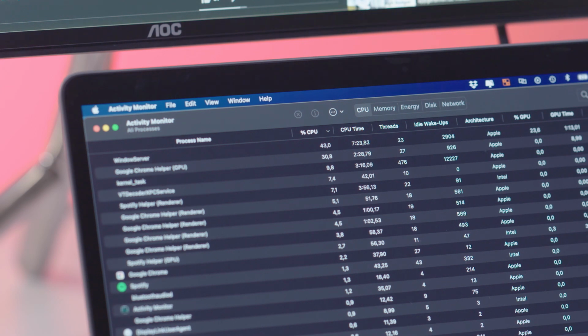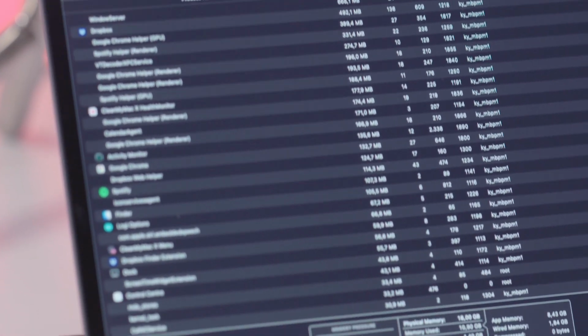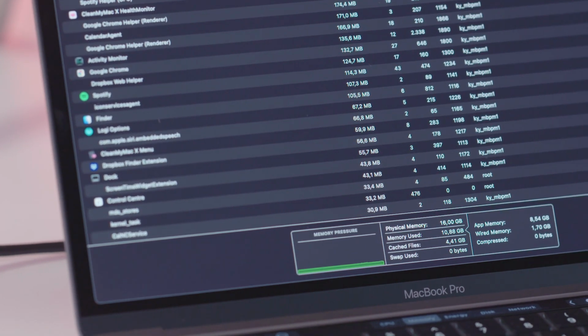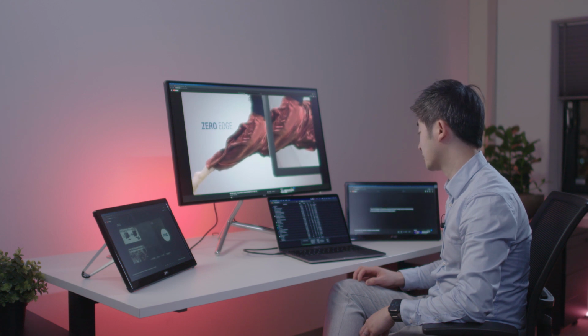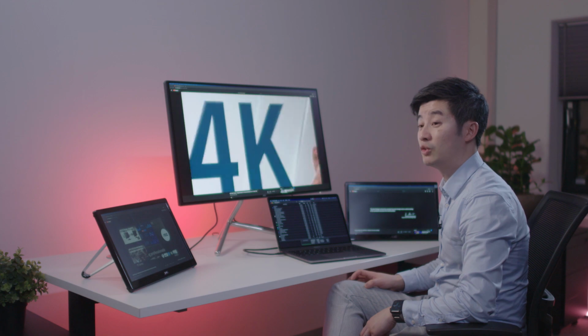With the memory, this is a 16 gigabyte version of the MacBook Pro M1, and at this moment 10.89 gigabytes of memory is being used, and you can hear there's totally no CPU fan running.